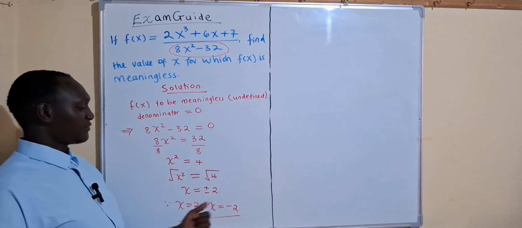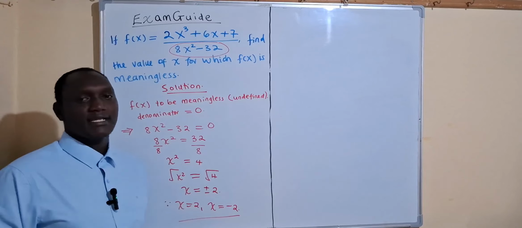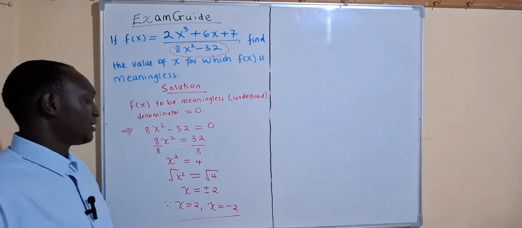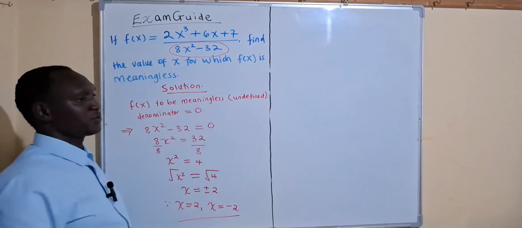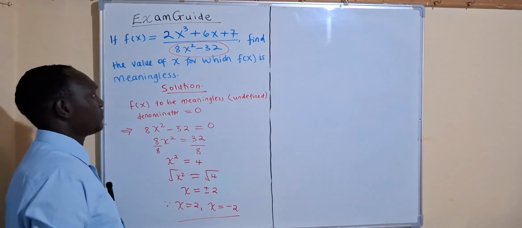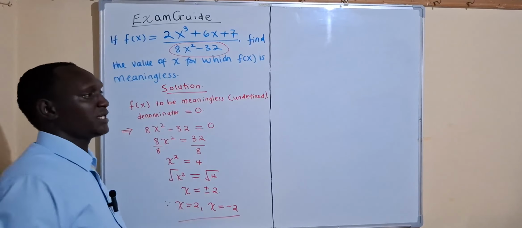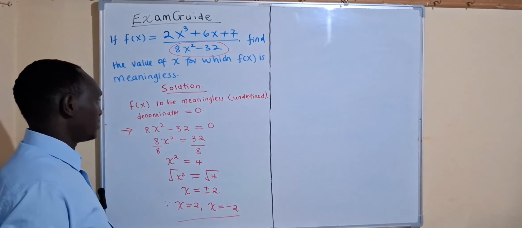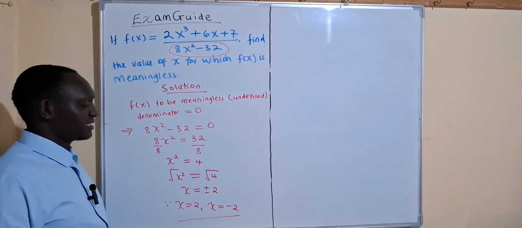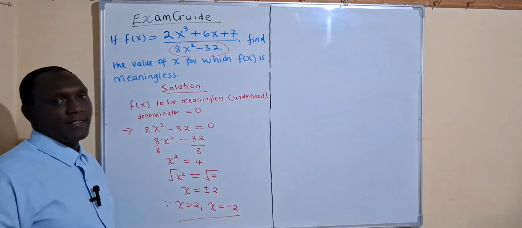What if we are substituting for the next value of x? That is negative 2. If you put negative 2 there, we shall say negative 2 squared gives us positive 4. 4 times 8 is 32. 32 minus 32, we shall be in position to get 0. Therefore, these are the values of x that make this function undefined.